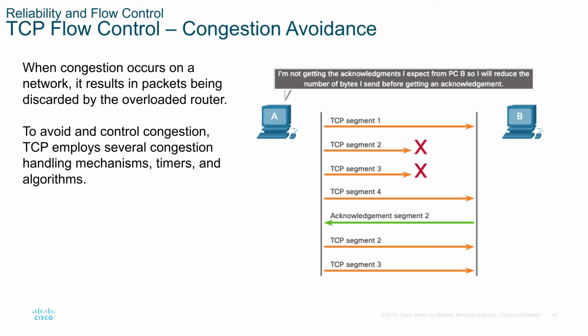Flow control is used because when congestion occurs on a network, it results in packets being discarded by the overloaded router. To avoid and control the congestion, TCP employs several congestion handling mechanisms, timers, and algorithms.